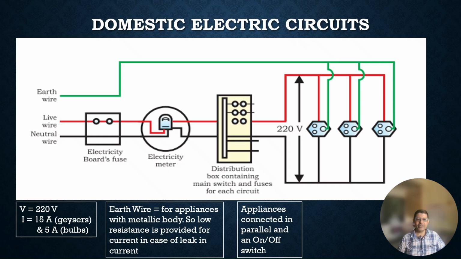So what do we have here? We have a live wire shown in red. Red is the live wire, meaning it is carrying current. And then the green wire. The green wire is the earthing wire.